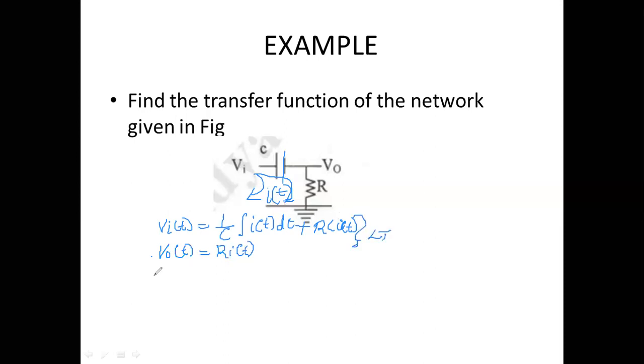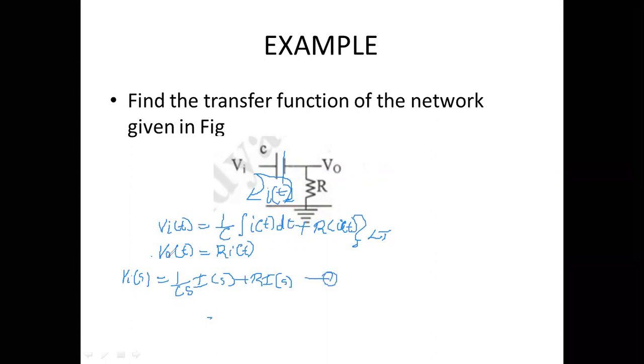So you apply the Laplace transform. The Laplace transform of Vi of t is simply Vi of s. So Vi of s is equal to 1 by C into s into I of s, plus R into I of s. The Laplace transform of I of t is I of s, therefore R into capital I of s. So this is your first equation.